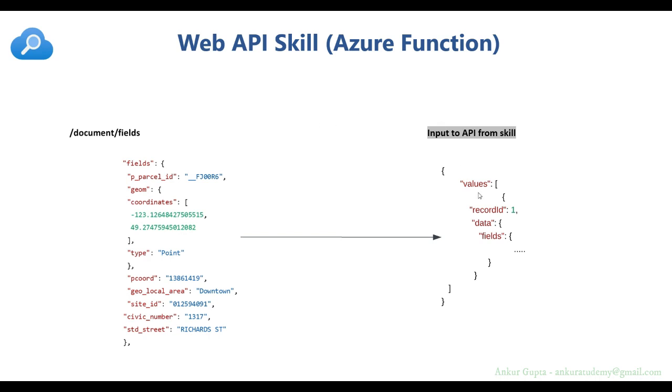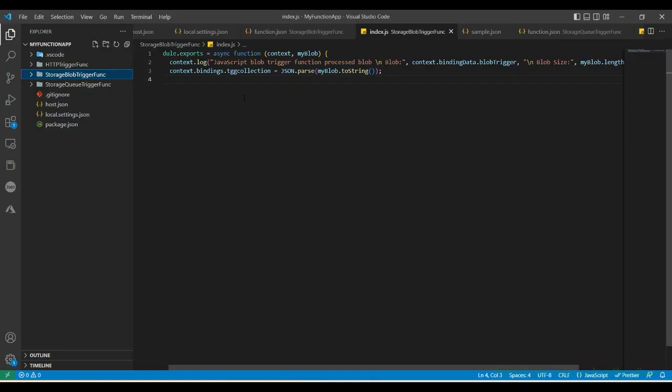And web API skill will send the output back with the record ID mapped to each output along with the new output full address field, and this will all be under a values array. So let's go ahead and start building our first web API skill, which will be Azure function. Now to create our custom web API skill, I'm going to use the same function app project that we created earlier in our previous section.